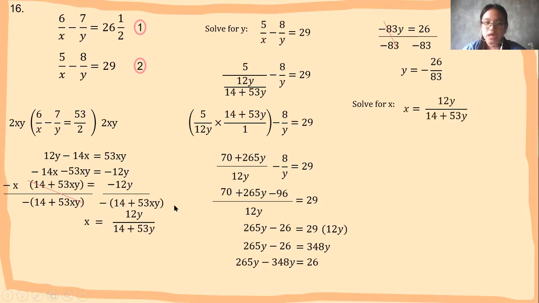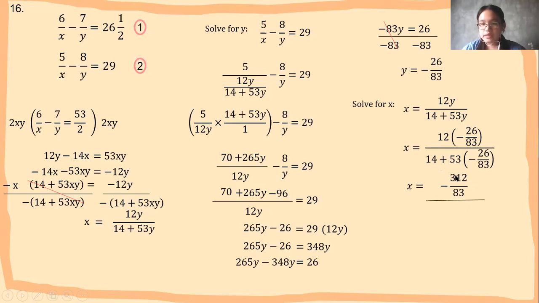So we will be using our initial value of x. So we have 12y over 14 plus 53y. So instead of y, we will be using negative 26 over 83. So let's multiply 12 times negative 26, which is equal to negative 312 over 83, over 14 plus 53 times negative 26, which is equal to negative 1,378 over 83.